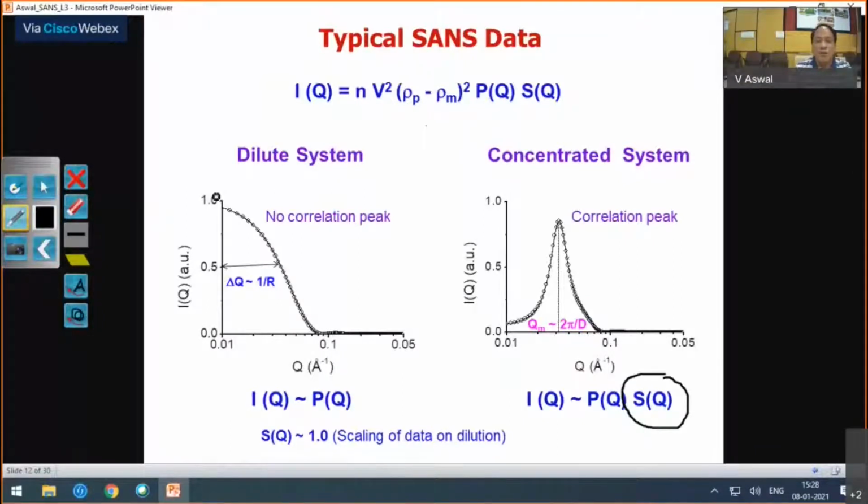And how will you know that your system is dilute, where there is no contribution from the structure factor? This comes from the scaling of the data on dilution. If you have a given concentration and you measure some pattern, then you dilute this system, let's say by a factor of 2, and then you can scale the data, it means there is no structure factor. If you are not able to scale the data by the dilution factor, then it means there is a structure factor. That is the proof.